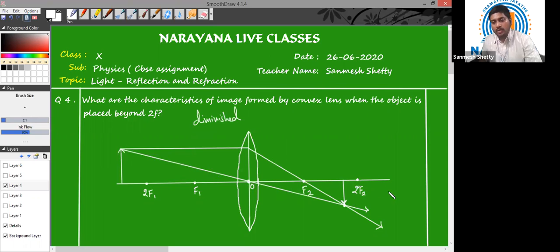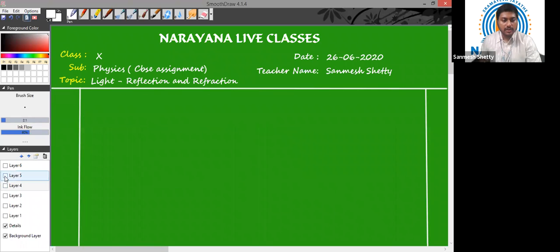Also, the image is formed on the other side of the lens, where the refracted rays are actually intersecting at this point. So I can say that the image is real. Also, as we can see, the image is upside down. So we can write that it is inverted. So these are the characteristics about the image that we can write when the object is kept beyond 2f1. I hope it is clear. Let us proceed further to our next question.